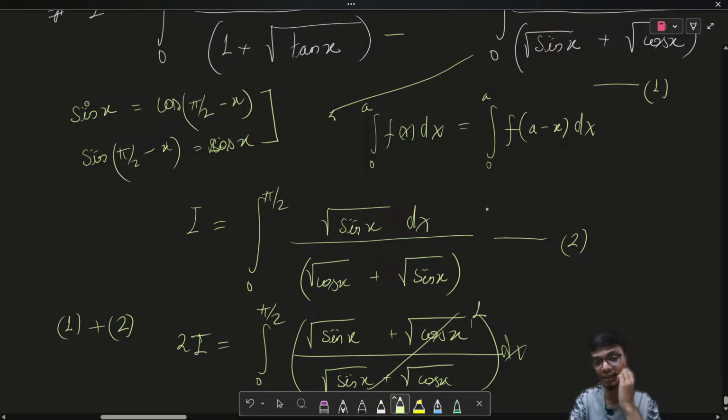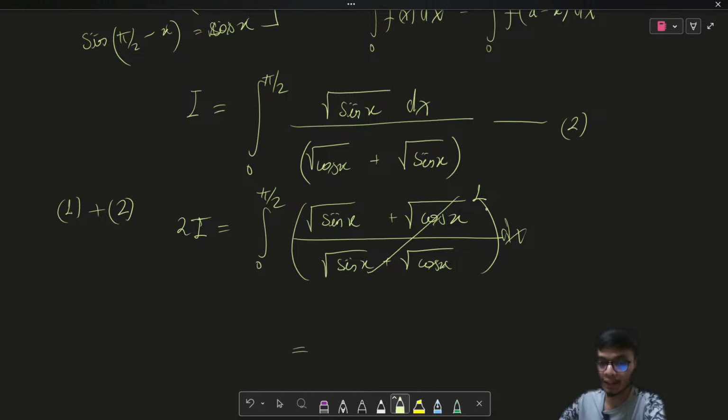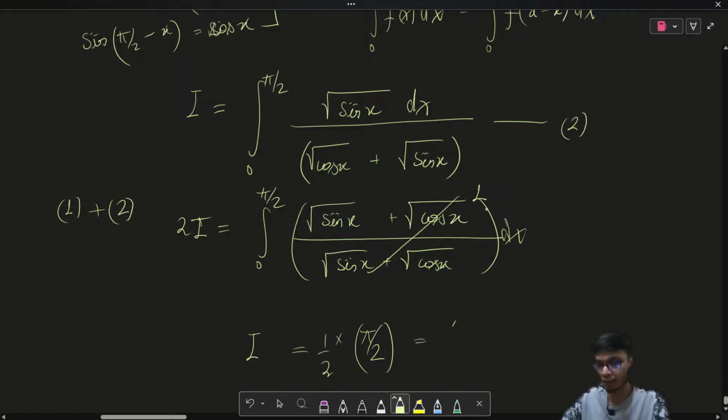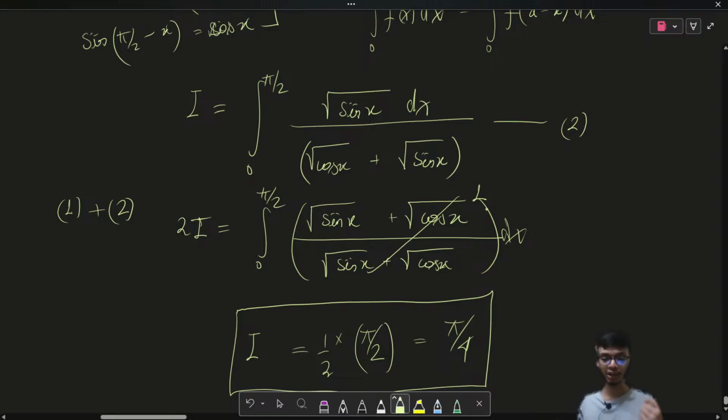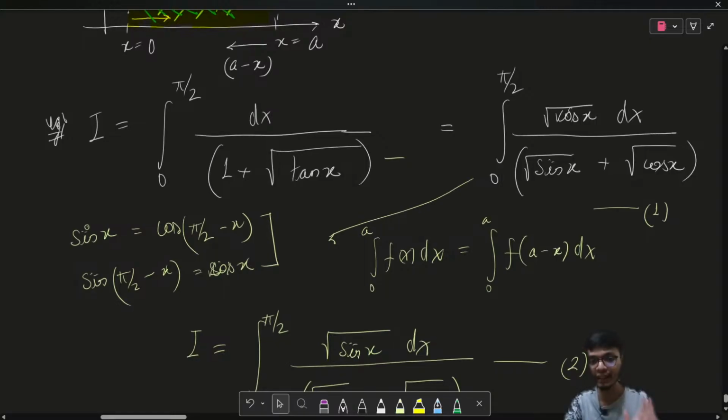So ultimately the answer is going to be the integration of 1 dx, which is equal to x, and if you put the limit, it's going to be pi by 2. Then 2 times the integral is pi by 2, so it will become half of pi by 2, which is equal to pi by 4. So your integral result is going to be pi by 4. So the result of this question is pi by 4. I hope you can understand how easy it becomes when you know this particular property.